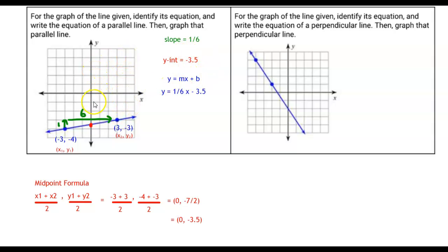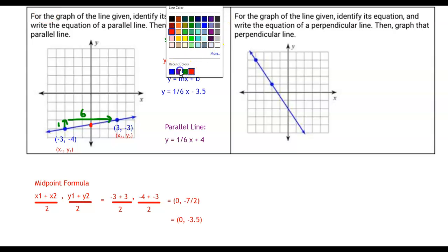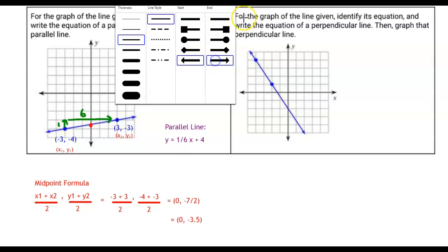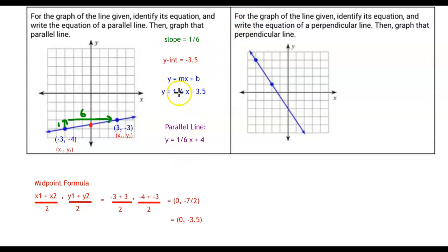I'm not going to choose any numbers that are too crazy because I can see that my y-axis only goes up to 5 and negative 5 respectively. So let's use 4. So I've identified that the parallel line, or my parallel line that I'm going to be using, is y equals 1/6 x, which is the same slope as this 1/6, plus 4.